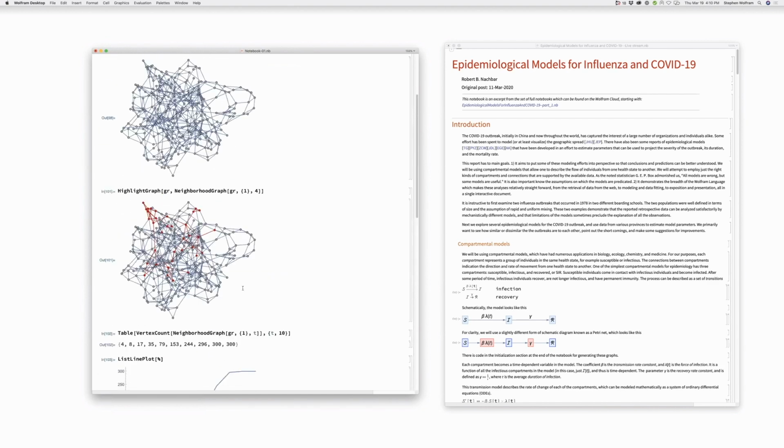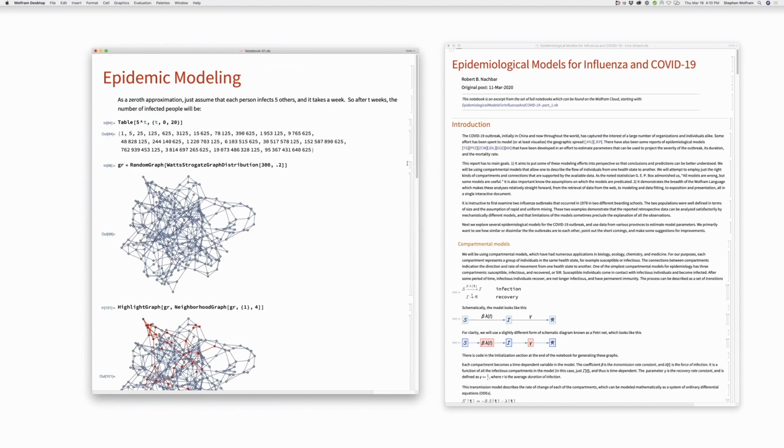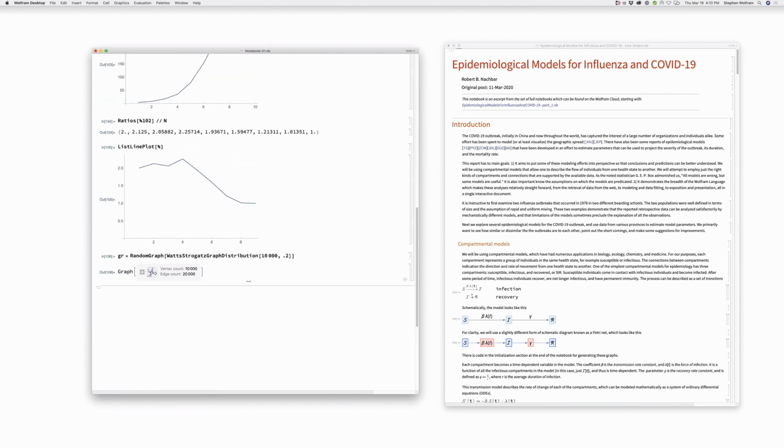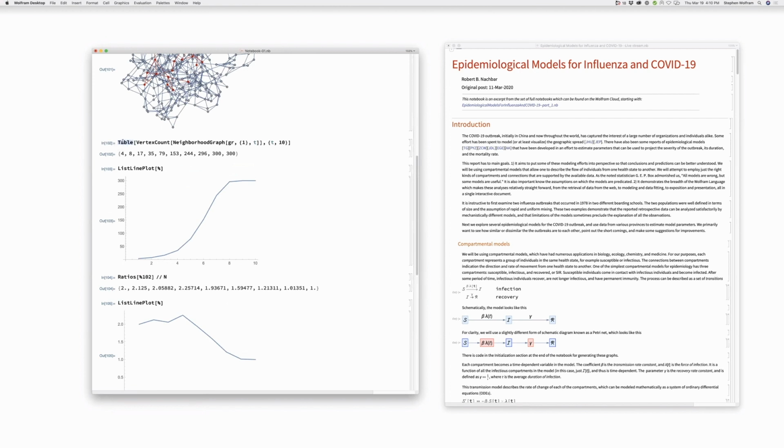Okay, so let's try making a bigger version of this graph. So let's say, I don't know how big we think we can deal with. Let's do 10,000. Okay, so there's our graph, and it's not showing it explicitly here, but let's now do this.